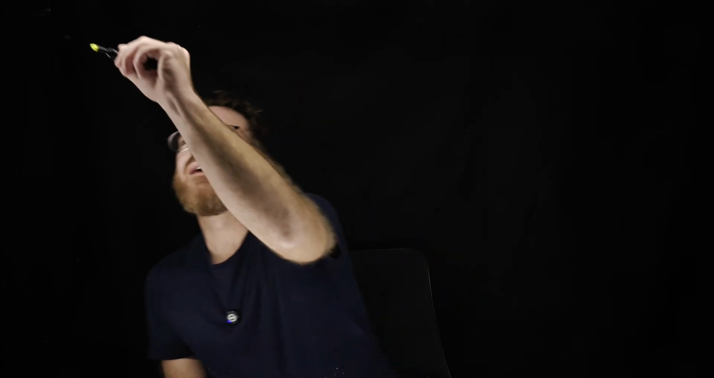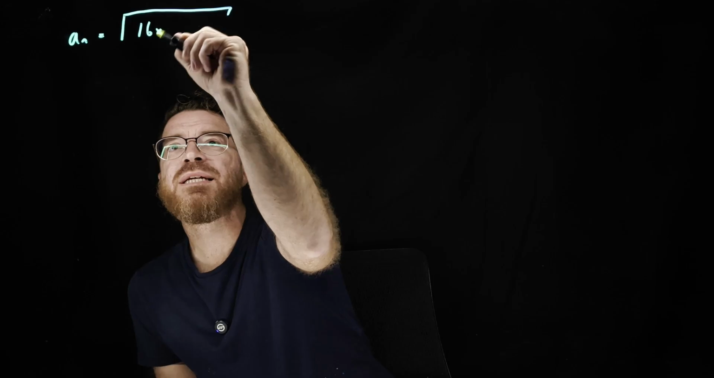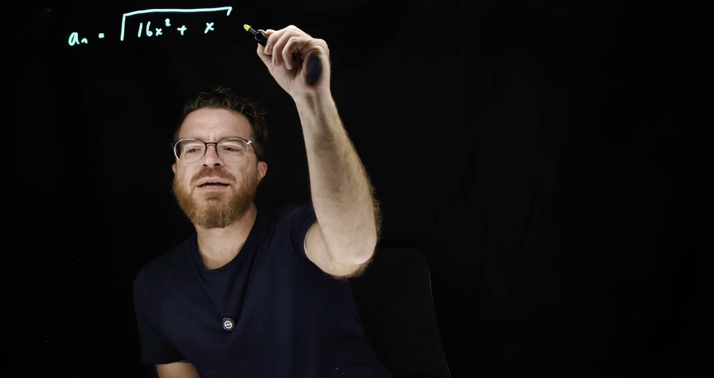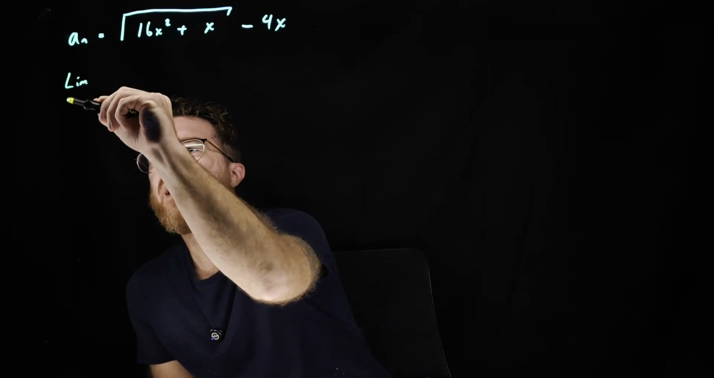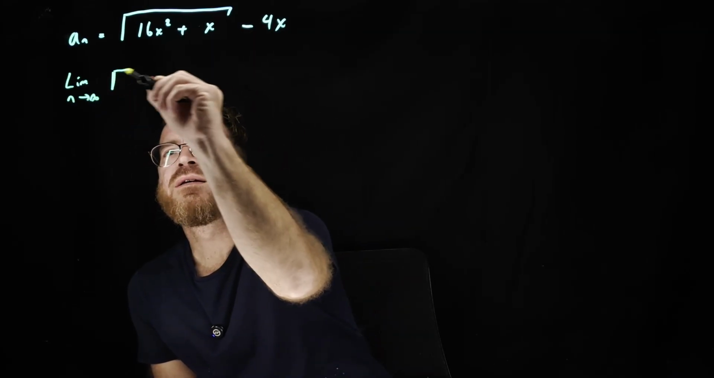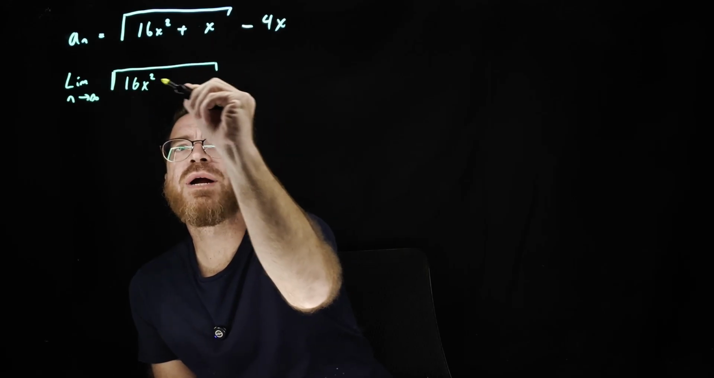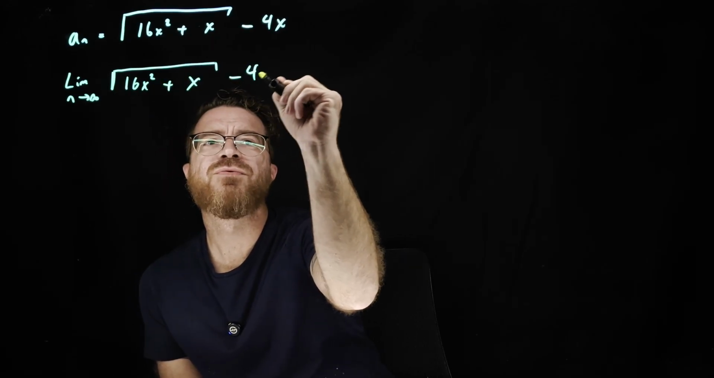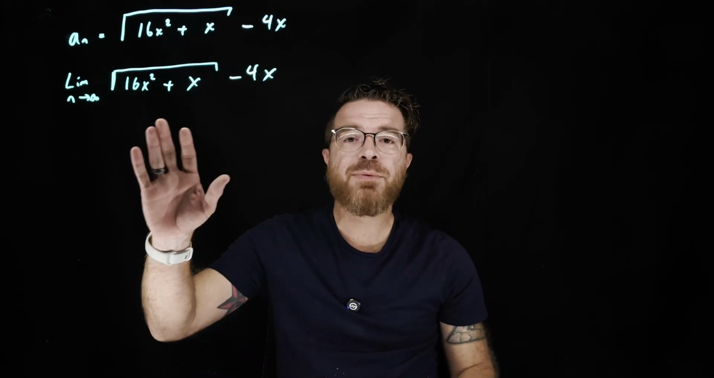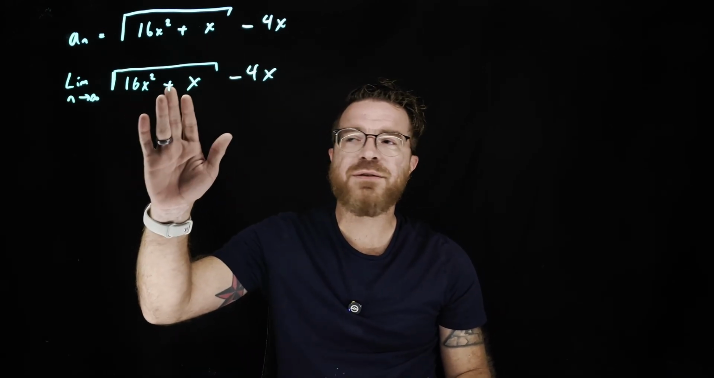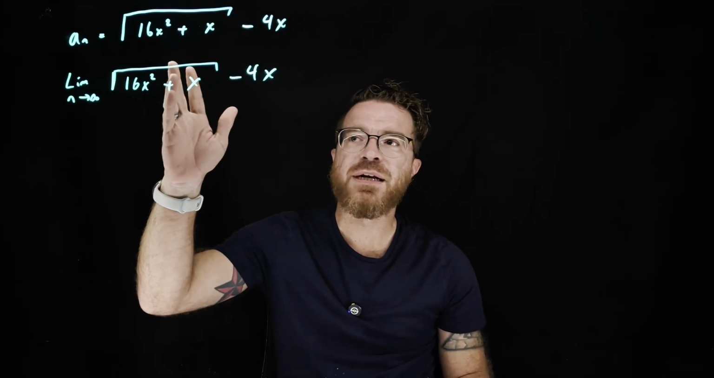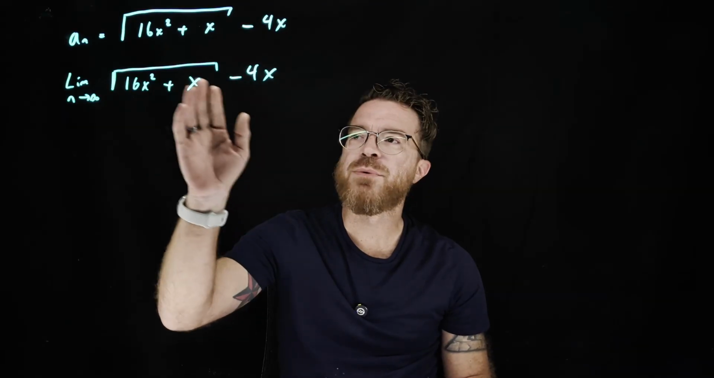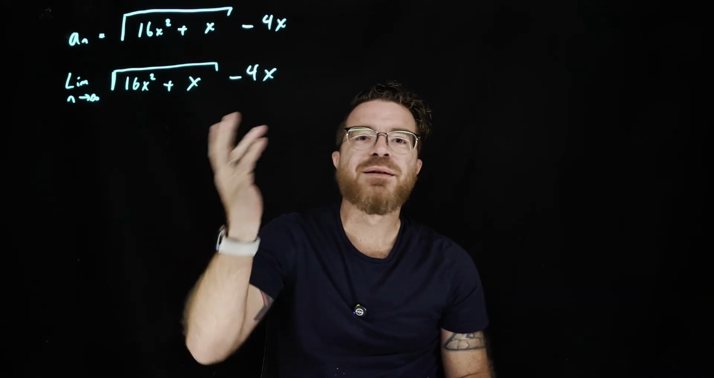For our next sequence, we have a_n equal to the square root of 16x squared plus x, minus 4x. So again, we're going to set this up as the limit as n approaches infinity of the square root of 16x squared plus x, minus 4x. So as before, let's first try plugging in infinity. I get infinity squared is infinity times 16, still infinity. Infinity plus infinity is infinity. Square root of infinity is infinity. 4 times infinity is also infinity. So we have infinity minus infinity, which means that it's indeterminate.